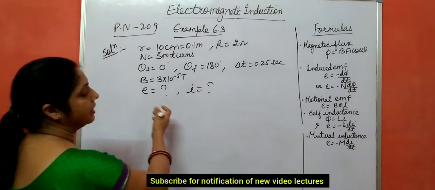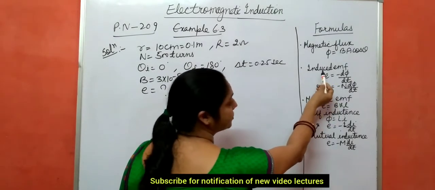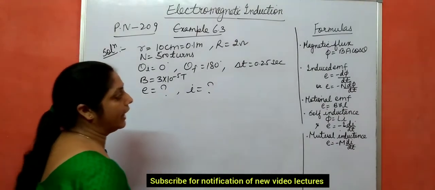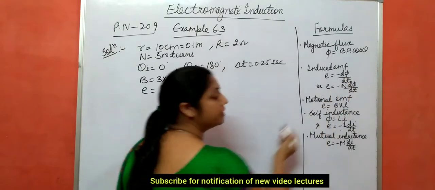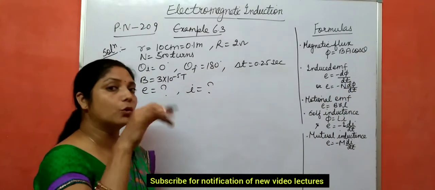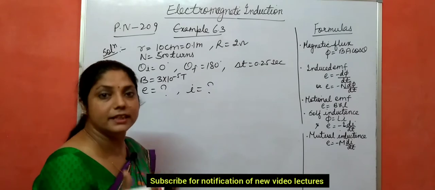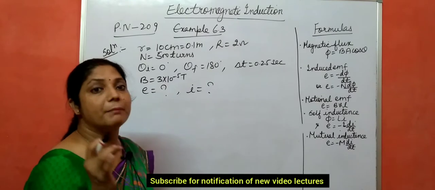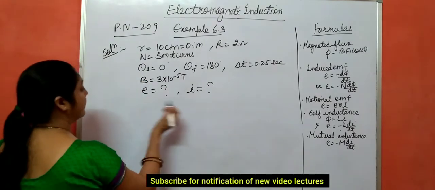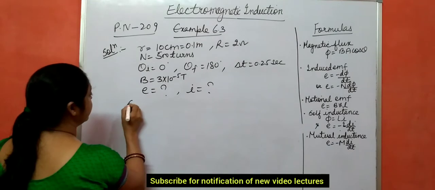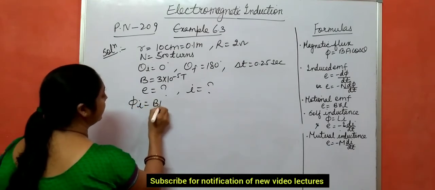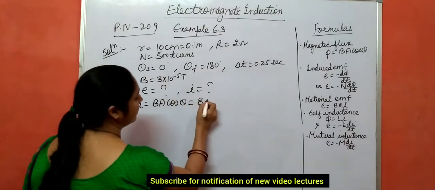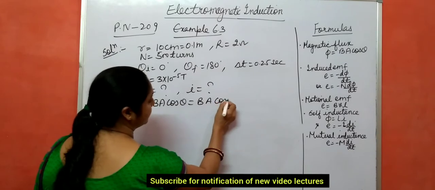So everything is given. We just use this formula for induced EMF according to Faraday's law, E equal to minus d phi by dt. For that, first you have to calculate the change in magnetic flux, because when the coil is rotated, its angle is changing, and due to the change in angle the magnetic flux also changes. Suppose the initial magnetic flux is BA cos theta. Initially the angle is 0, so BA cos 0, and cos 0 is what?